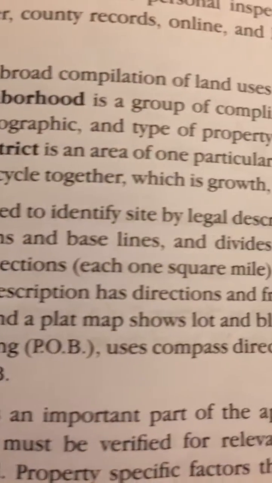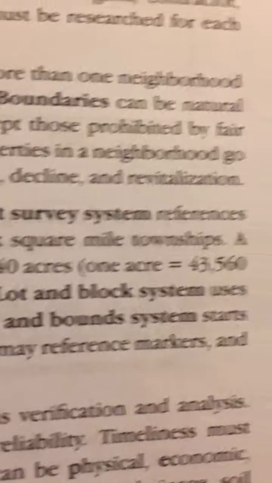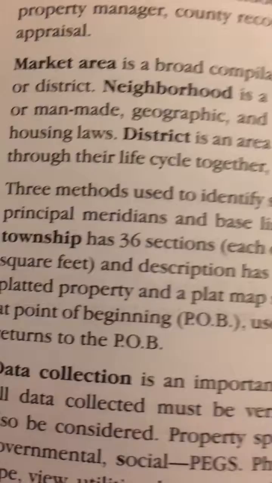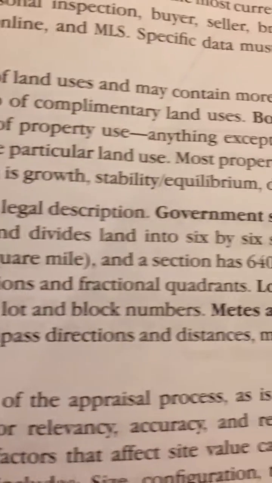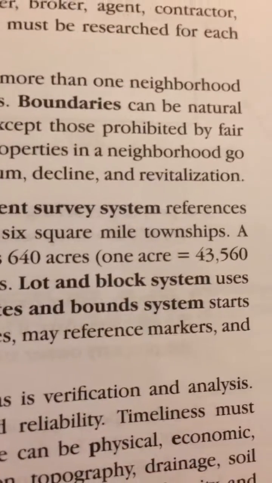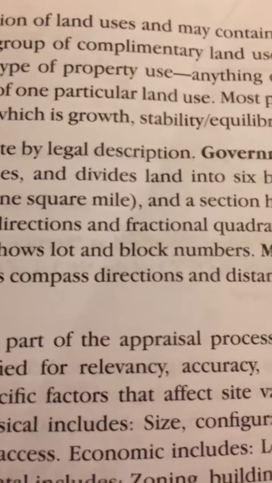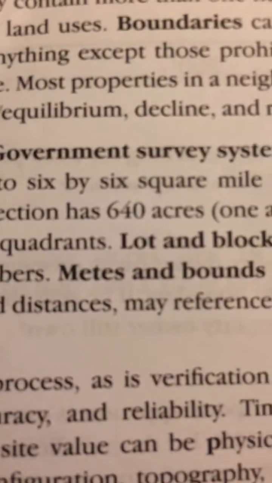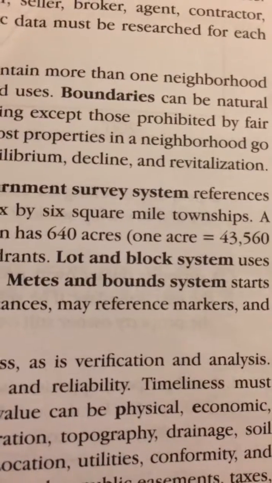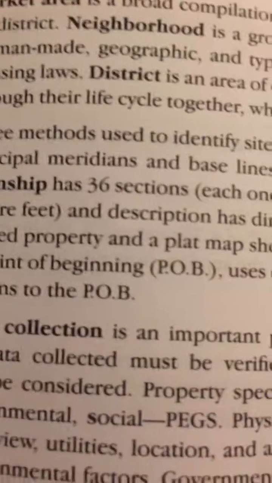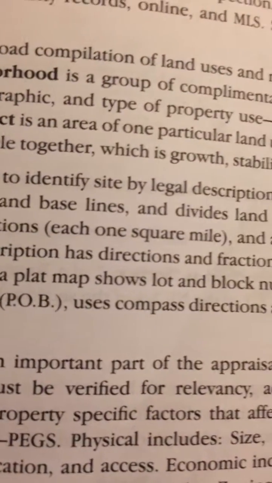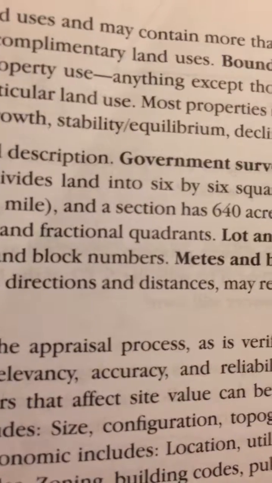4. Three methods used to identify a site by legal description. Government survey system references principal meridians and baselines and divides land into 6 by 6 square mile townships. A township has 36 sections, each 1 square mile, and a section has 640 acres. 1 acre equals 43,560 square feet, and description has directions and fractional quadrants.